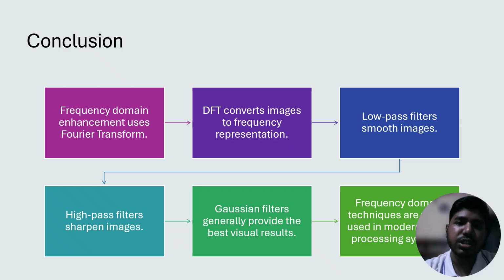To conclude, frequency domain enhancement is a powerful image processing technique. The Fourier transform converts images into frequency information. Low-pass filters are used for smoothing. High-pass filters are used for sharpening. Among different filters, Gaussian filters usually provide the best visual results.